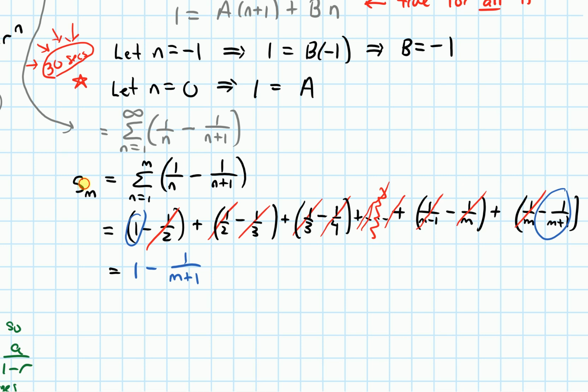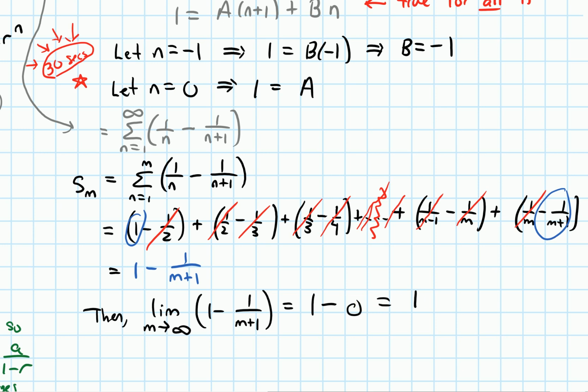Okay, so we know what the nth partial sum is. Now we just have to take the limit of that. The limit as m goes to infinity of 1 minus 1 over m plus 1 is going to be 1 minus, and this fraction is 1 over a huge number. That's 0. So this is just 1, and that is what our limit is.